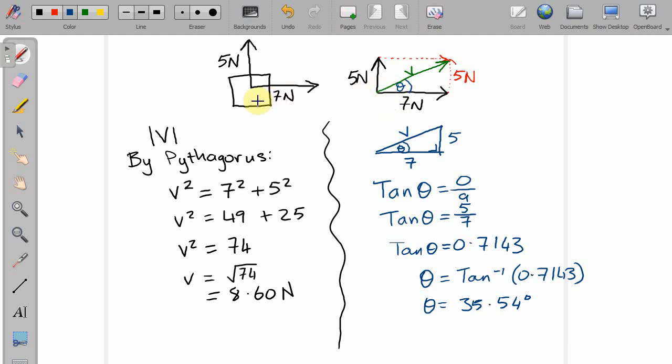So we've described what the resultant vector is here. In other words, if I took this box and I applied these two forces like this, horizontally and vertically, it would be the same as if I had another box sitting beside this, just pulling at 35.54 degrees from horizontal, with a force of 8.6 newtons. And I would find that both of those boxes would move exactly the same. They would accelerate the same and everything. I couldn't tell them apart. So that's how you find a resultant vector of two other vectors.